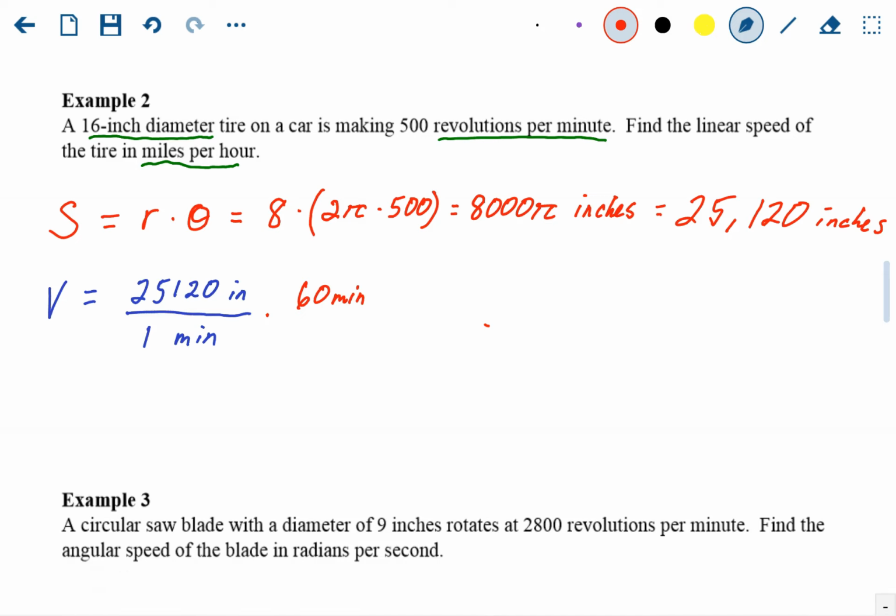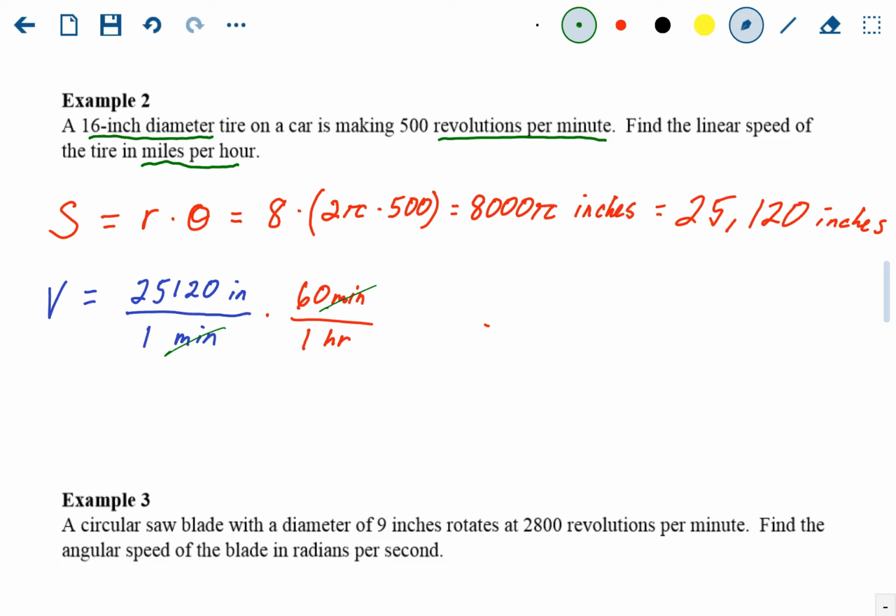in 1 hour. Okay. When you're doing this, you always want your labels, your units, to be opposite of each other so they cancel out. Okay. If you multiply something over minutes times minutes over hours, the minutes part are going to cancel out. So now what am I left with? I'm left with inches over hours, but I want miles over hours.